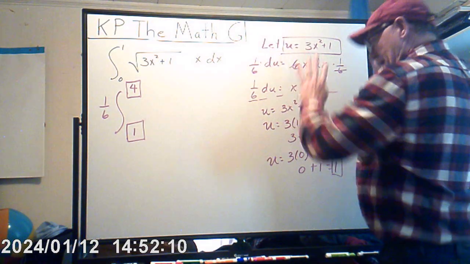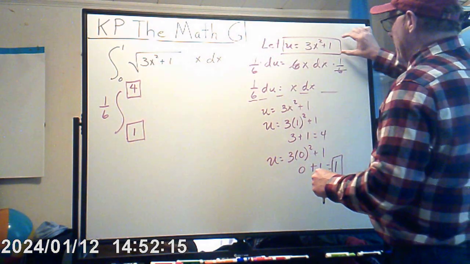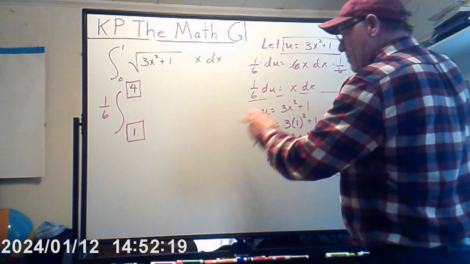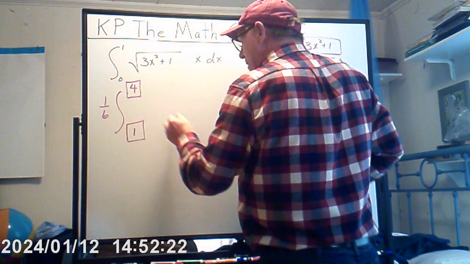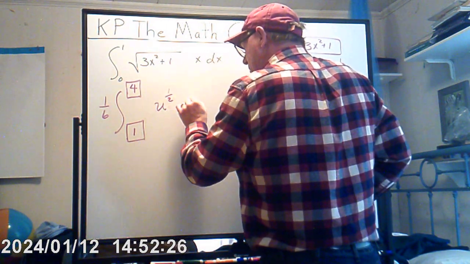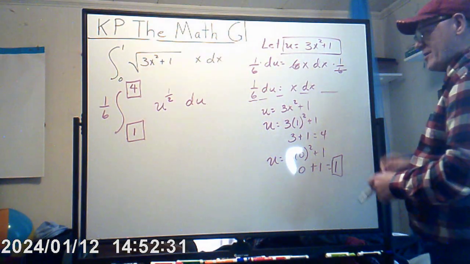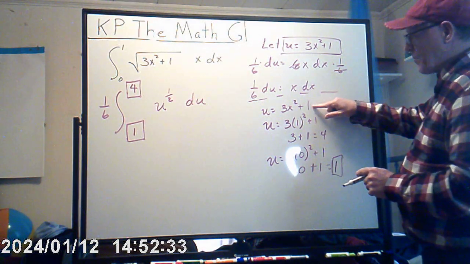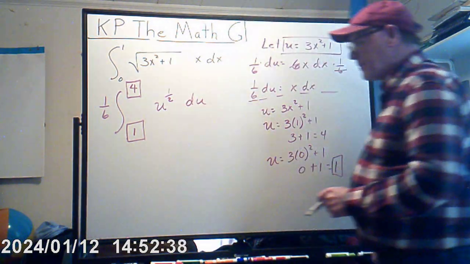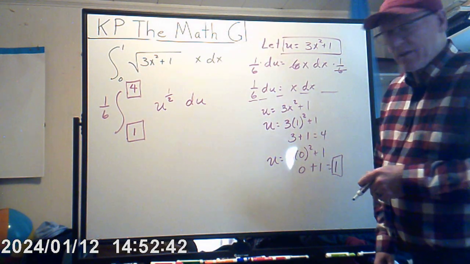So here's how you just remember, don't panic. u is equal to 3x squared plus 1. du still the same way. I got it all set up. And again, this is u to the 1/2 du. We still got all of that. Same thing, except what we did, we changed our limits of integration.